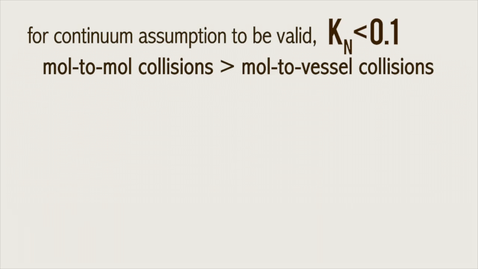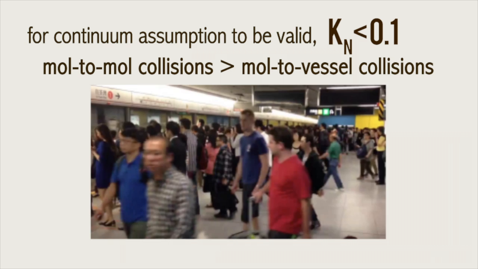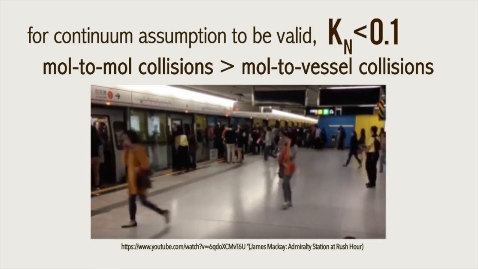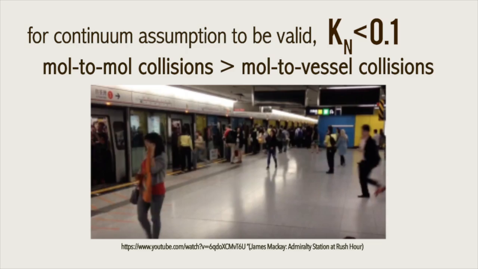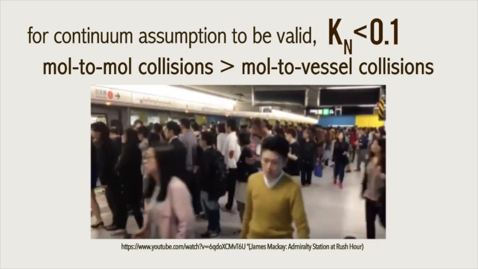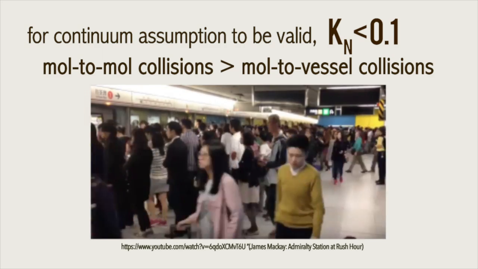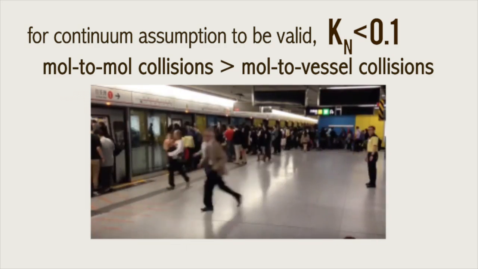We can liken this phenomenon to something we've probably experienced before. In the Admiralty MTR station approaching rush hour, there are many passengers waiting to get on the train. From the time-lapse, we can see that there are more person-to-person collisions than person-to-train collisions, and that the passengers resemble a continuum when entering the train.